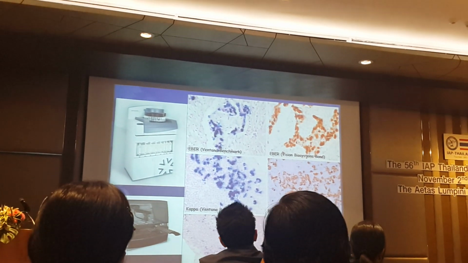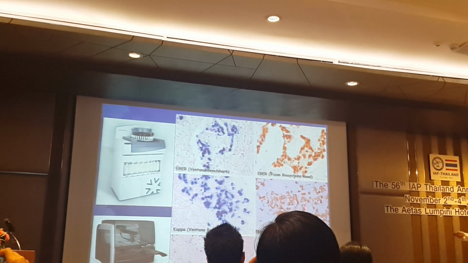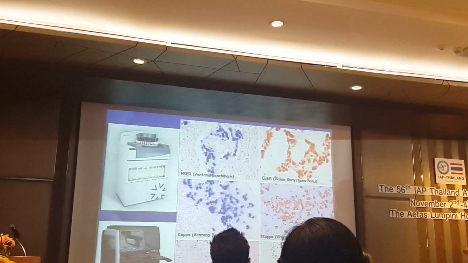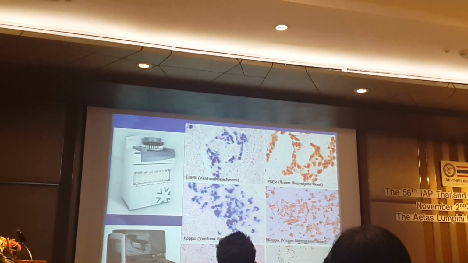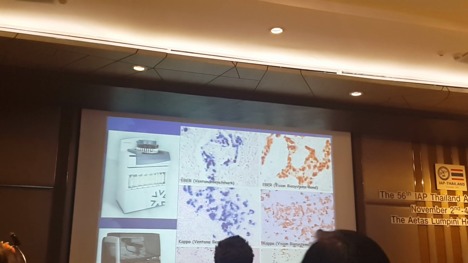I must say that I prefer to use a brown staining because sometimes I can combine the in situ hybridization in brown with immunostaining in red, and that gives you a bit more information about which cells are the ones that are EBER positive.